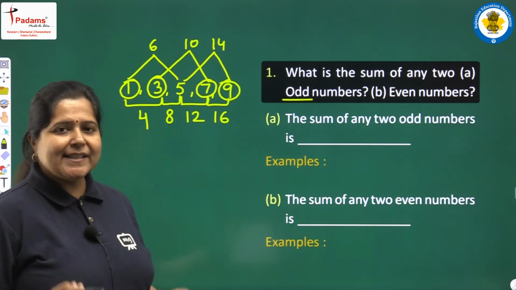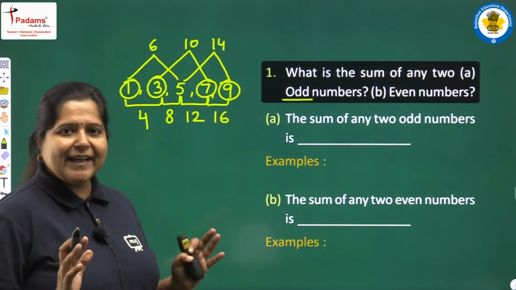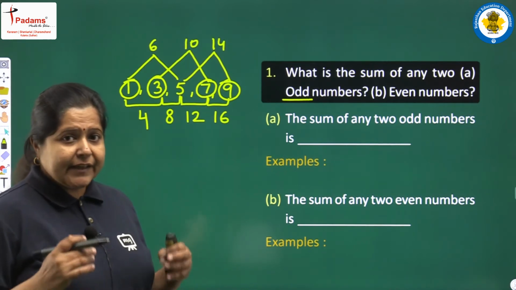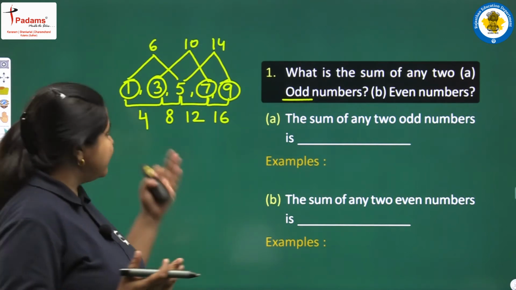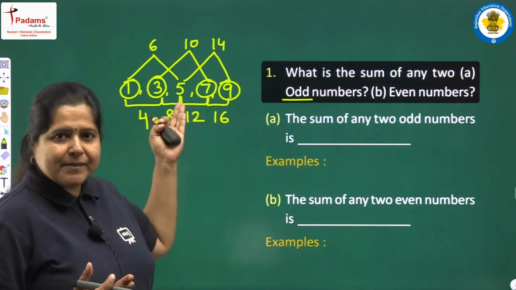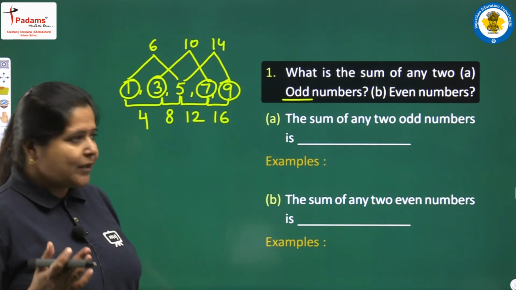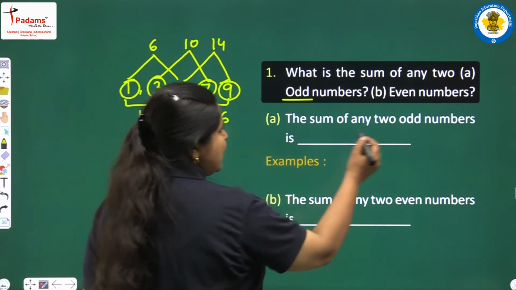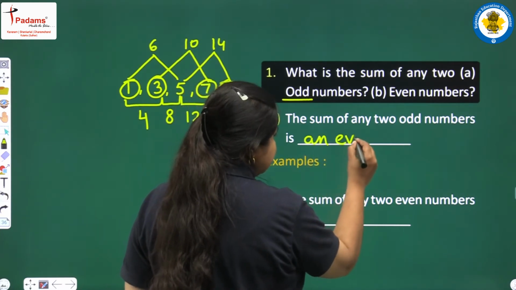So in any case, whenever we are adding any two odd numbers, then we are getting an even number. Even if we take large numbers, then also an odd number will have only these digits at ones place, and so after addition we will get an even number. So we say that the sum of any two odd numbers is an even number.